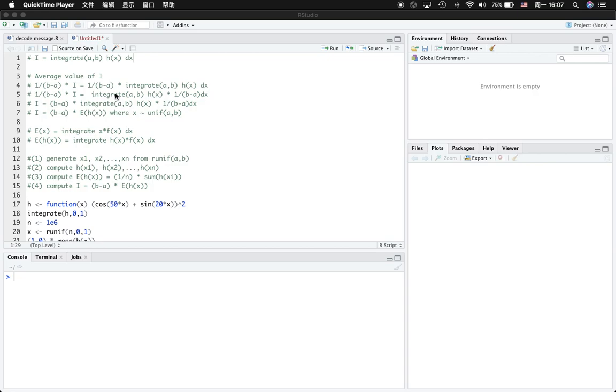Hi, today I'm going to talk about Monte Carlo integration and importance sampling. So first of all, let's take a look at this question here where we want to calculate the integral of a function over the interval from a to b.